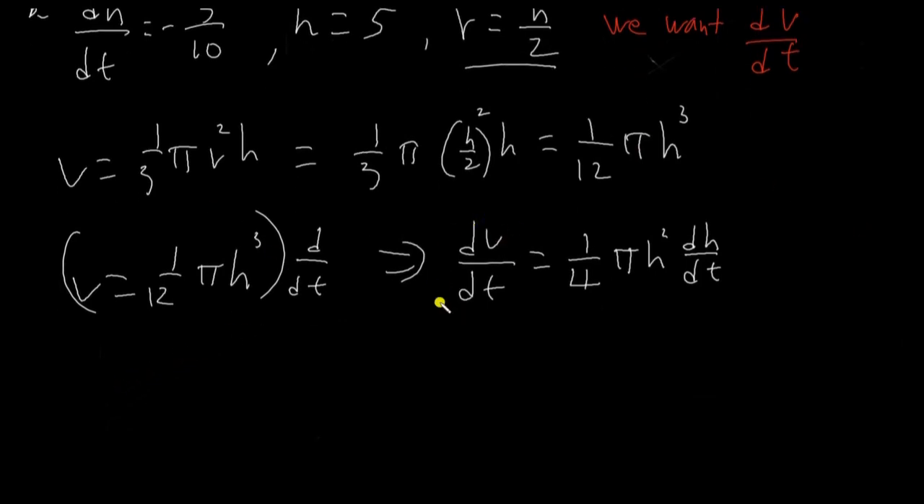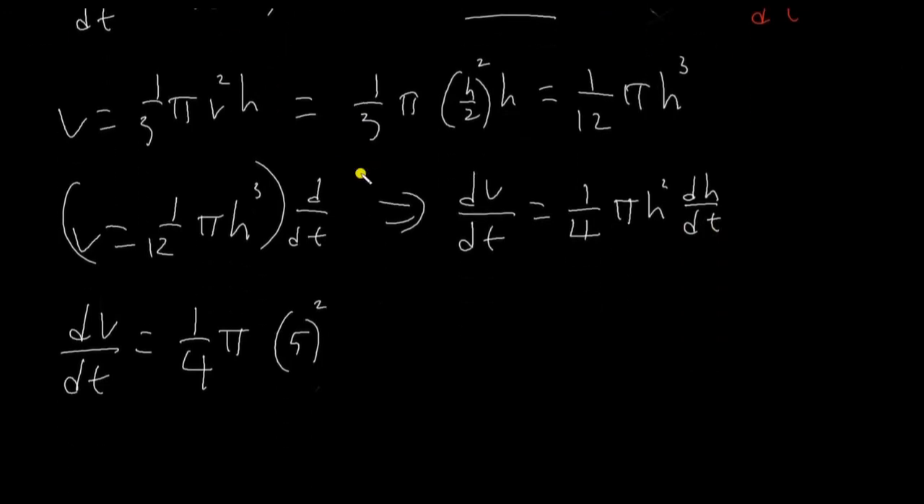So since this is what we're solving for, dV/dt equals 1/4 pi. Well, what's our h? Our h is 5, remember, from our list of known values. So we have a 5 squared, and then our dh/dt, that's from our list of known values as well. It's -3/10. So I'll plug in a -3/10 like that, and then you don't need to waste your time evaluating this. This is good enough.